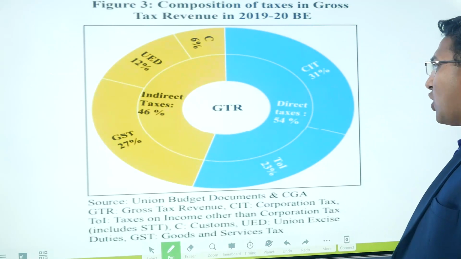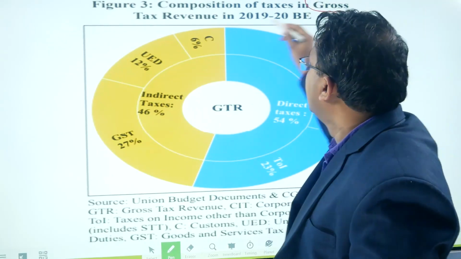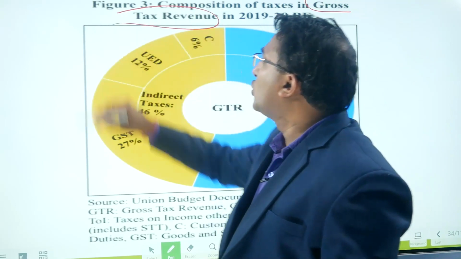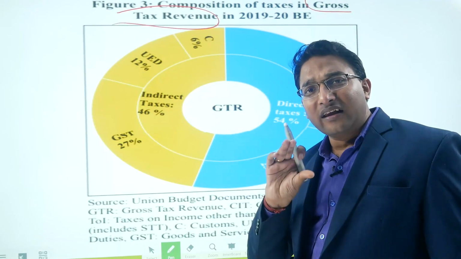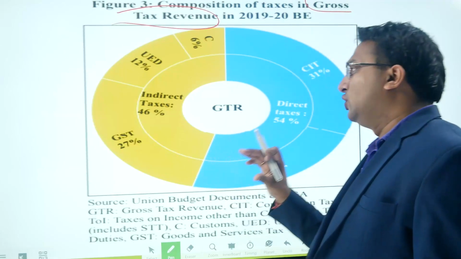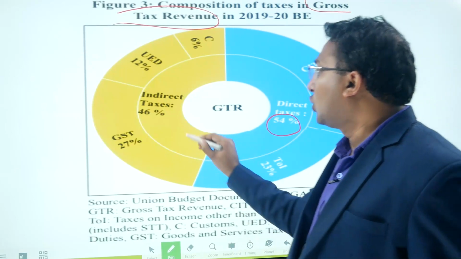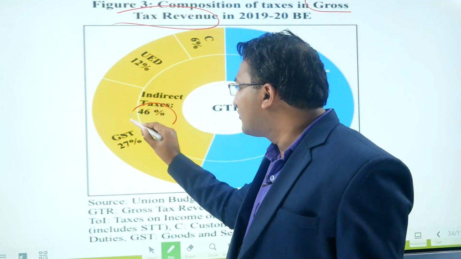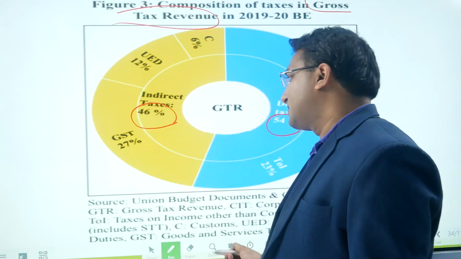Here you can see the composition as a percentage of gross tax revenue, right? Absolute amount remains the same, but we are taking it as a percentage of gross tax revenue. Overall, direct tax is 54% of total tax revenue and indirect tax is 46%. We already discussed that direct tax is more than the indirect tax.